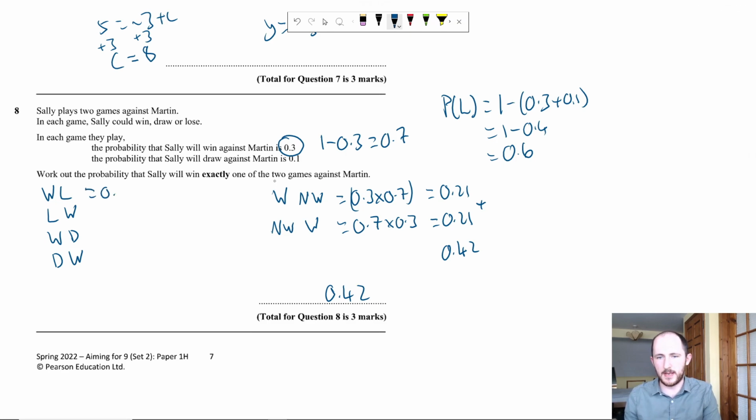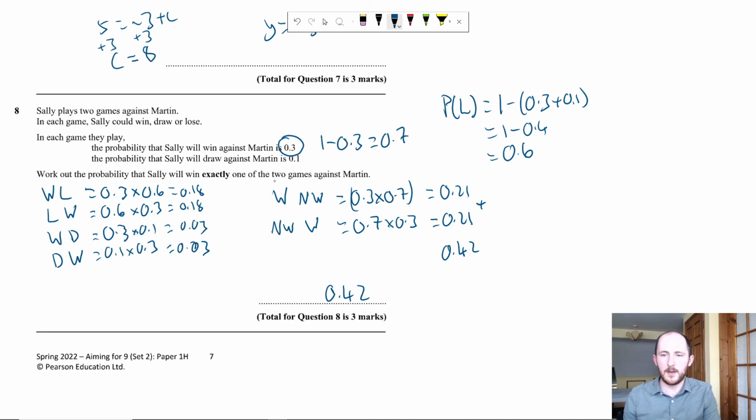So you have 0.3 times 0.6. You have 0.6 times 0.3. You have 0.3 times 0.1. And then you have 0.1 times 0.3. So let's work all these out. 0.18, 0.18, 0.03, 0.03. Add these 2 together, you get 0.36. Add these 2 together, you get 0.06. Add those 2 together, you still get 0.42. So it's the exact same answer.